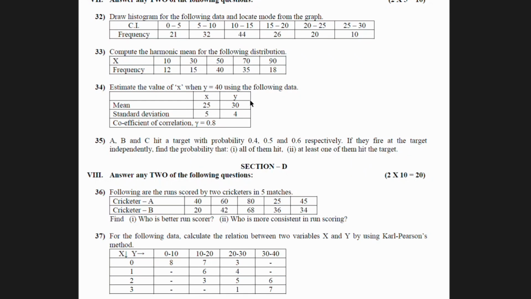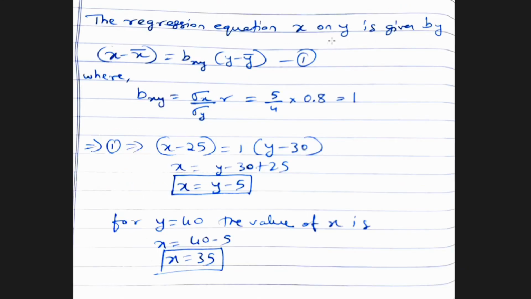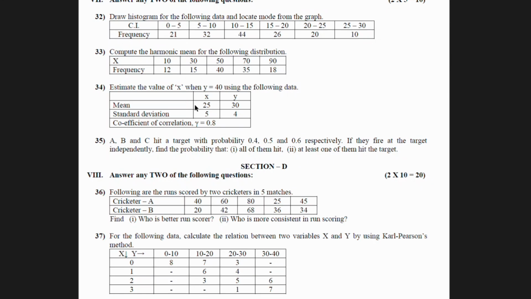Okay, so the data given here is, for x mean is 25, standard deviation is 5. For y mean is 30, standard deviation is 4, and they have also given the correlation coefficient. Okay, so now let us look at the problem and how to solve it step by step. First, write the equation. The regression equation x on y is given by x minus x bar is equal to bxy into y minus y bar. Okay, first write this equation. Your x bar is already given here. X bar is 25, y bar is 30.